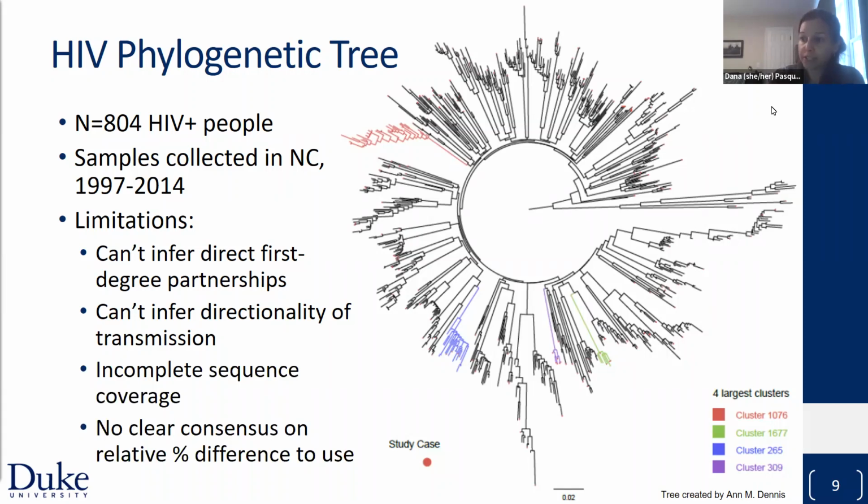There's also no clear consensus on a relative percent difference to use, and I'll talk about that in more detail later. It depends a lot on the data that you have, the conditions of your study, and the research question that you're asking. So on its own, this kind of tree isn't very informative. It helps to have epidemiological or contact data, which can be used to create a network combined with these data. Having network or epidemiological information helps with some of the limitations.